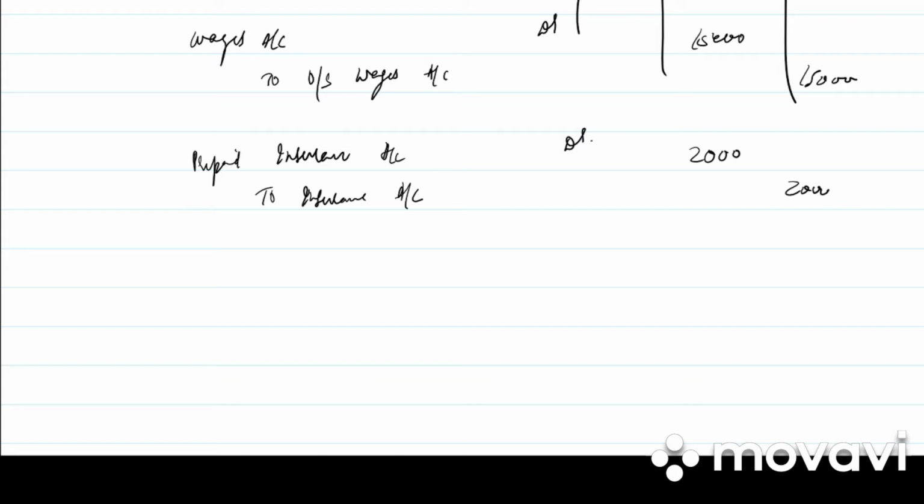On 12th March, entry for cash transaction will not be recorded in journal proper.